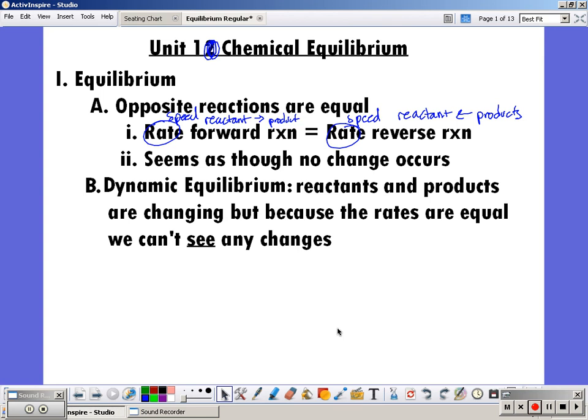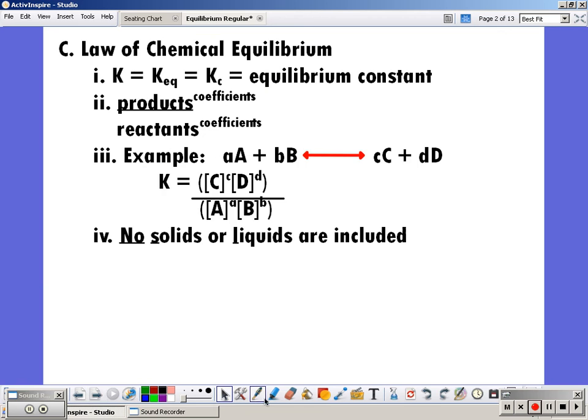Alright, so dynamic equilibrium, you have the forward reaction at an equal rate as the reverse reaction, and we can't see the change take place. The law of chemical equilibrium says that our equilibrium constant K, or Keq, or Kc, is equal to the products raised to their coefficients divided by the reactants raised to their coefficients.